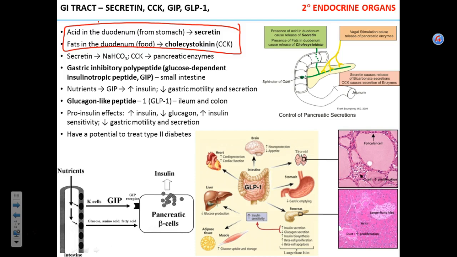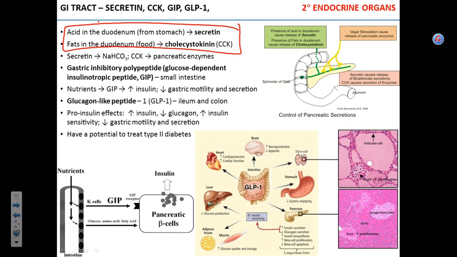Cholecystokinin will stimulate bile release, so it's pretty much responsible for taking care of fats. Secretin is responsible for taking care of spillover acid that comes from the stomach.